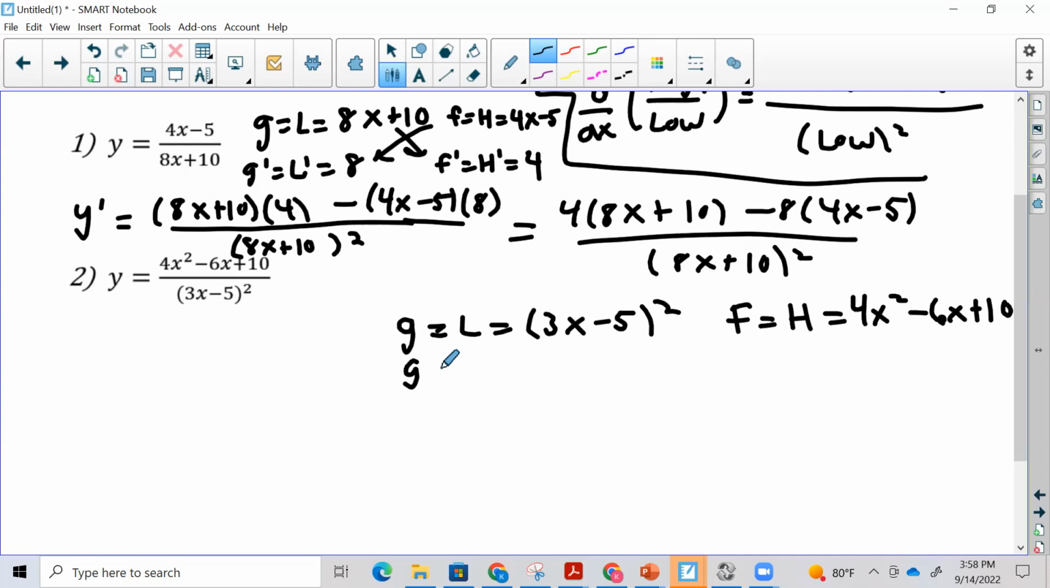We're going to take the derivative of that bottom function g, and I have to use the chain rule. So again, with the chain rule, you start with the outside, which is the function squared. You bring the 2 down, you keep the inside the same, and you subtract 1, so it's the first power. Then you multiply by the derivative of 3x minus 5, which is 3. And then I can combine the 2 times 3.